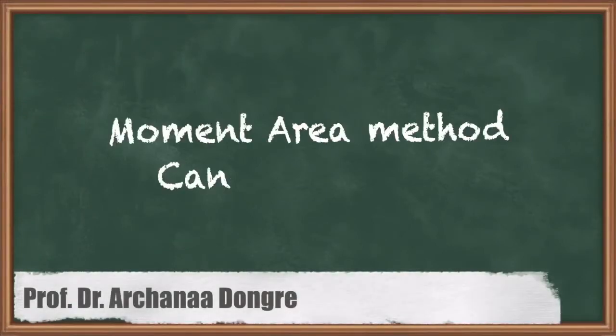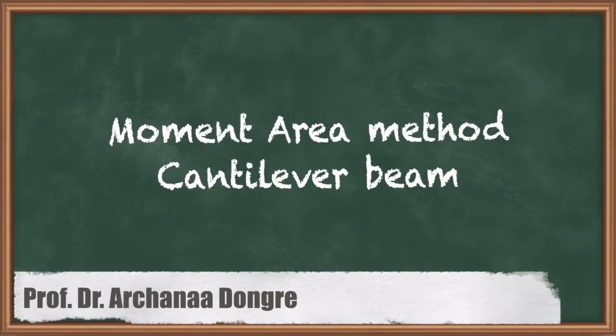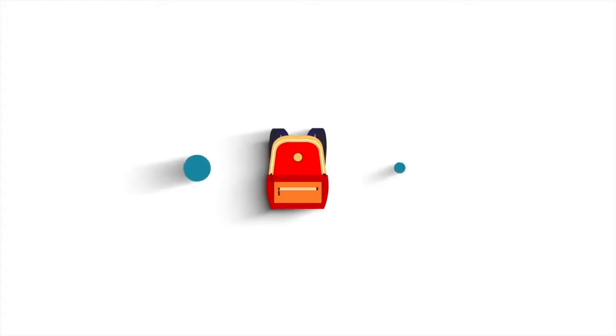Hello students, so we are going to use the moment area method for a cantilever beam, and we are going to consider two problems, two cases: a cantilever beam when a point load is acting at the free end, and a cantilever beam when a UDL is acting over it.